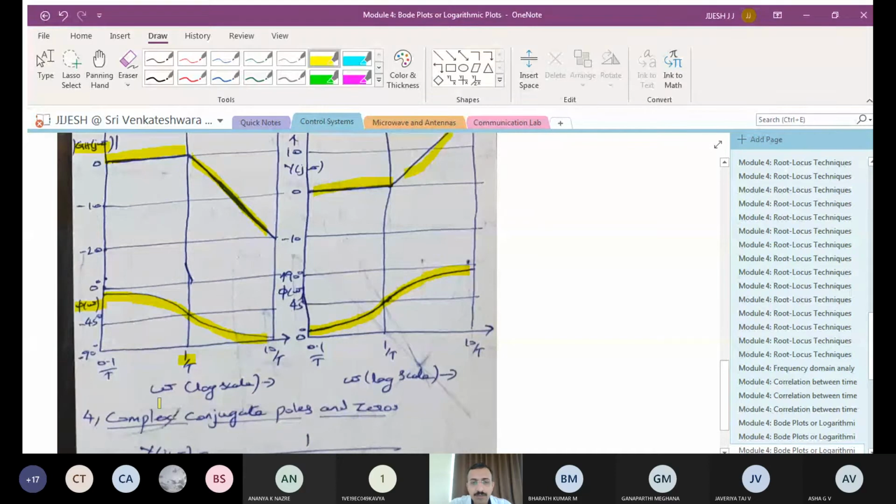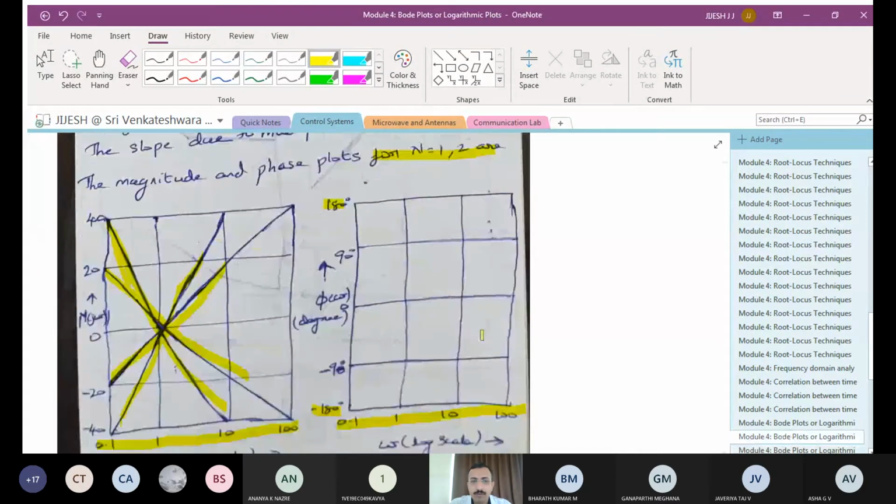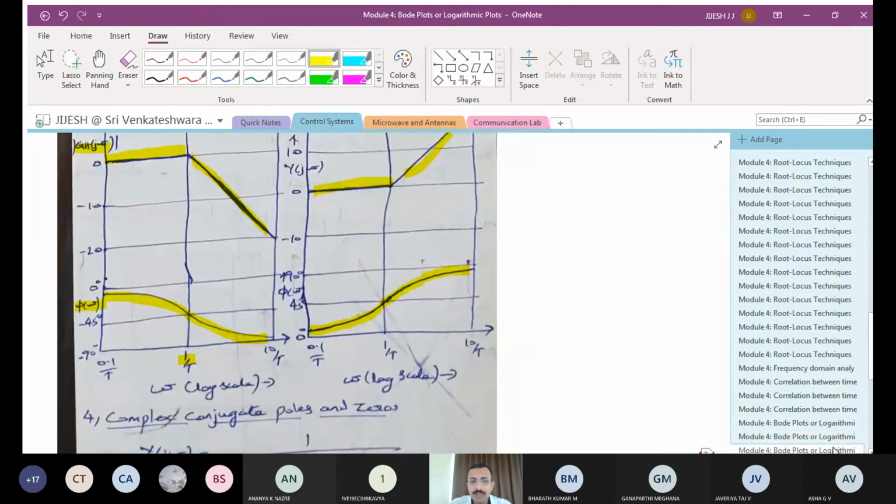Further, we have seen that when the poles and zeros are at the origin, your plot appears in this form, as I have shown you before. When the poles and zeros are on the real axis, your plot will have some slope, and your phase plot will be in this form.